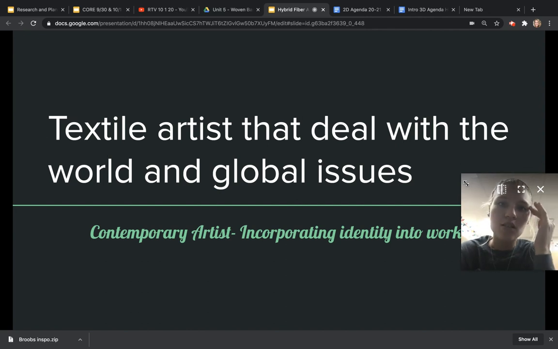In a lot of classes, you hear about the history of whatever subject it is, but it's important to keep in mind too that with a lot of these art forms, no matter how long ago they started, people are still doing them today. So that's where that contemporary comes in. And these artists in particular are using their identity to incorporate into their weavings. So let's see how that works.